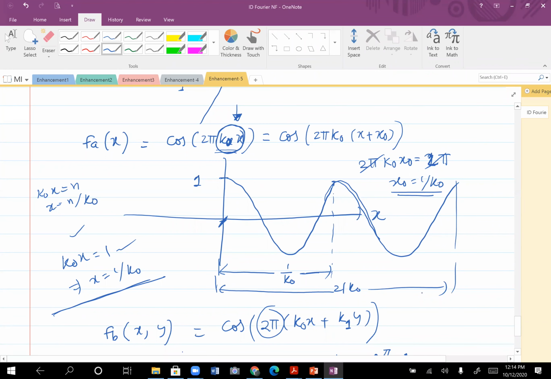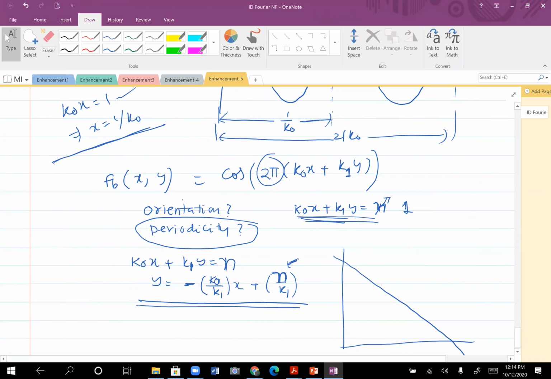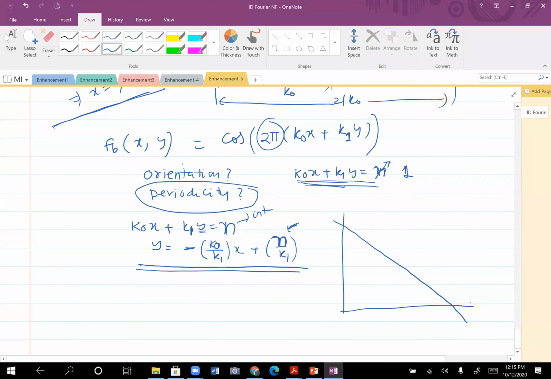In the similar way, k naught x plus k1 y equal to n, where n is an integer, and then y will be equal to minus k naught by k1 into x plus n by k1. So now, for example, this is your x, this is your y, and what is this value here?